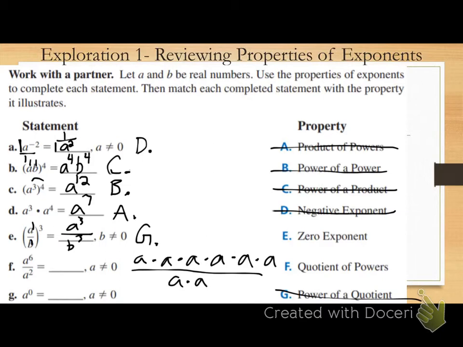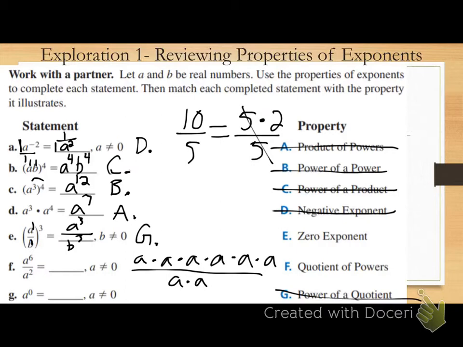If I have, say, 10 over 5, what's 10 divided by 5? 2. 10 can be written as 5 times 2, correct? What would happen with my 5s there? They cancel each other out. So I get 2, right? What's 10 divided by 5? 2. That's how that works.